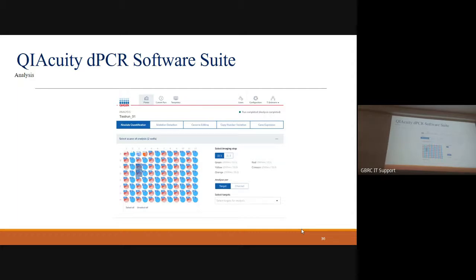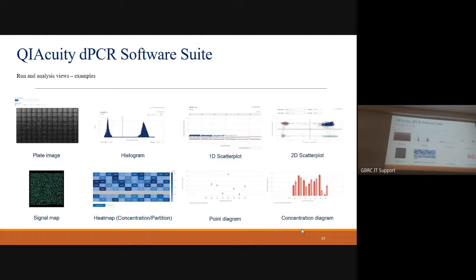Whenever your run is completed, you see your results like this. The software also gives you different inbuilt calculations for applications such as absolute quantification, mutation detection, or copy number variation. So these are the result parameters given by the software. Firstly, you will get the plate image, then a histogram for your fluorescence signals. This is the 1D scatterplot, where you see your negative and positive partitions. The 2D scatterplot is used when you are using different multiplexing options. And this is a signal map.